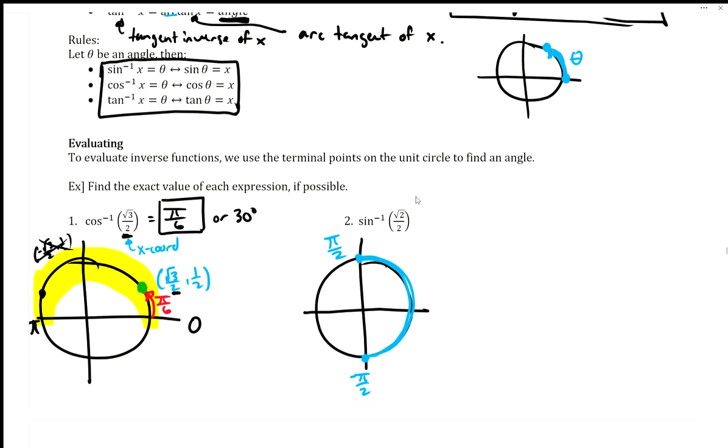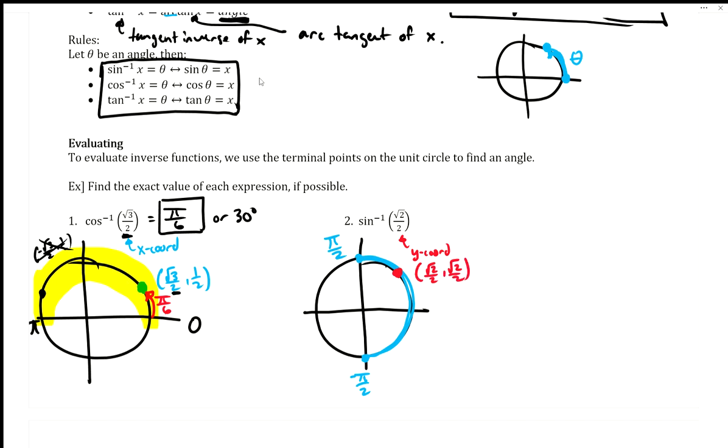And now what we're looking at, let's mark this in red this time. Sine is still connected to y coordinates. So they're saying this time this is a y coordinate and we're working backwards to get the angle. So sine inverse of positive radical 2 over 2. Well, that is in quadrant 1.